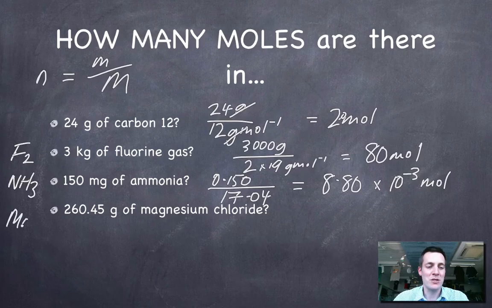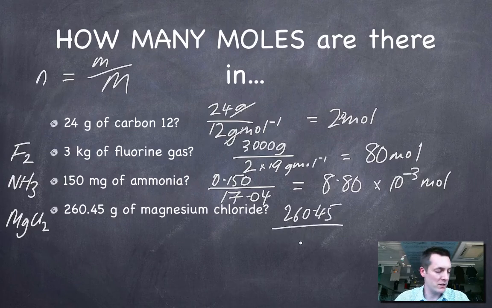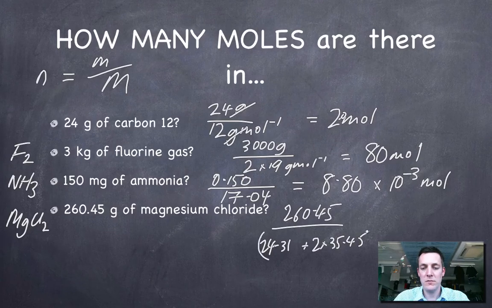Here's the last one. MgCl2 is the formula of magnesium chloride. Got 260.45 grams of it, and I'm dividing that by 24.31 plus 2 times 35.45. Okay, and that equals 2.736 moles, 4 significant figures, because I had 5 significant figures there, but only 4 in that data there.